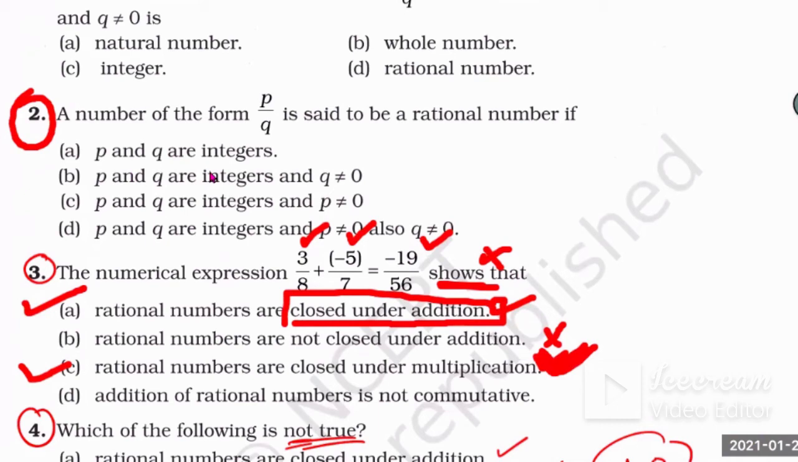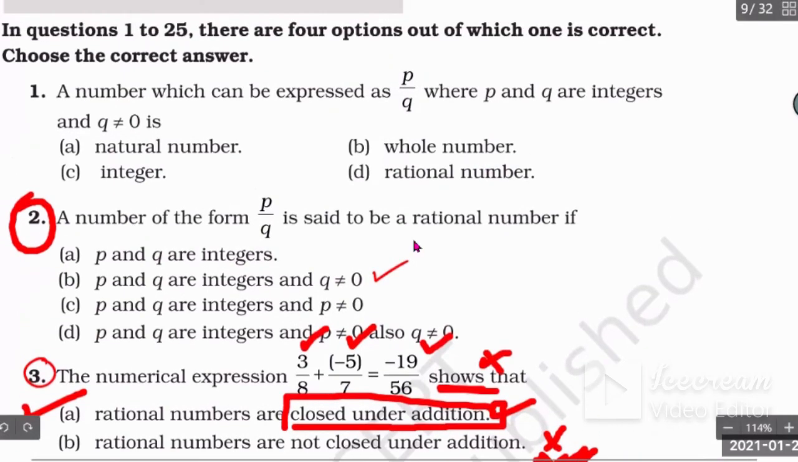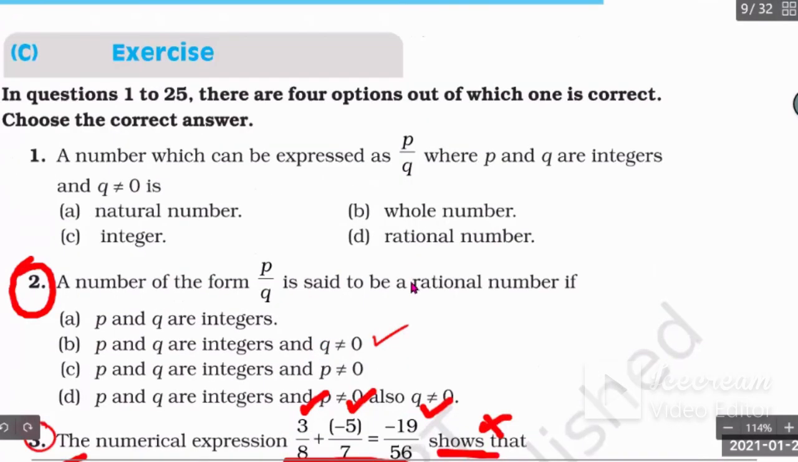B. P and Q are integers and Q is not equal to 0. Yes, sir, B is the answer. A number of the form P by Q, where P and Q are integers only if Q is not equal to 0. Sir, B is correct. A number which can be expressed as P by Q, where P and Q are rational numbers.